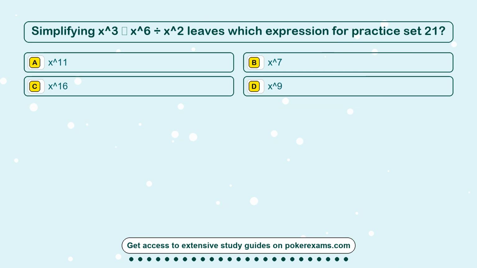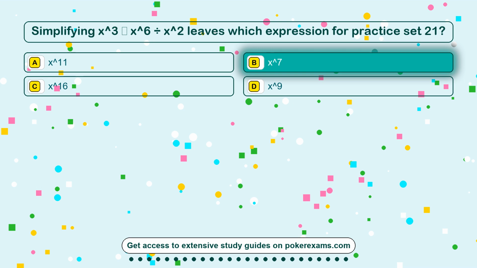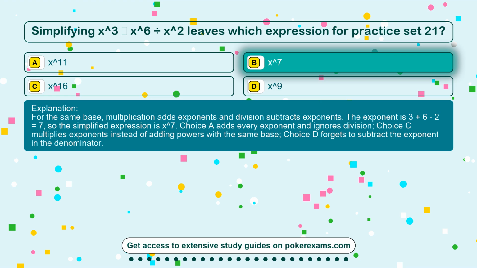Question 6. Simplifying x^3 times x^6 divided by x^2 leaves which expression for practice set 21? Option A x^11. Option B x^7. Option C x^16. Option D x^9. The correct answer is option B, x^7. For the same base, multiplication adds exponents and division subtracts exponents. The exponent is 3 plus 6 minus 2 equals 7, so the simplified expression is x^7.